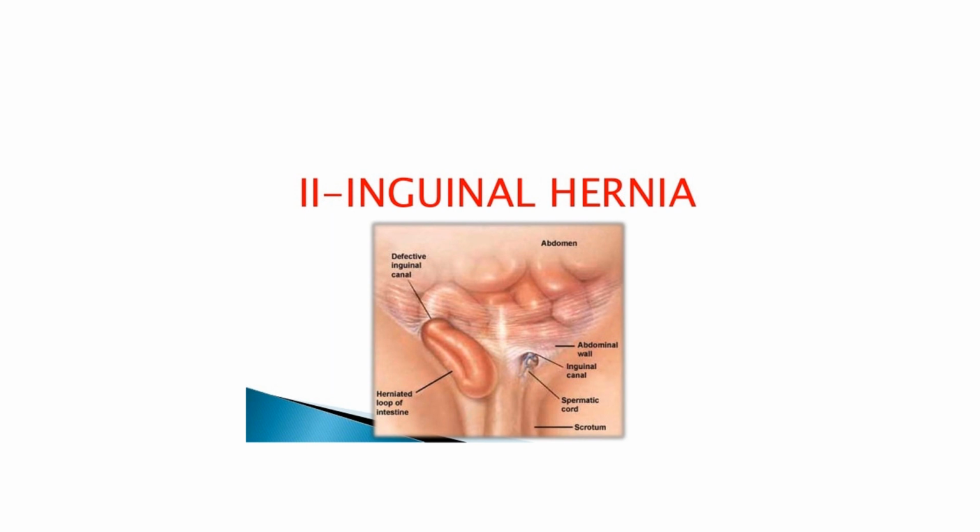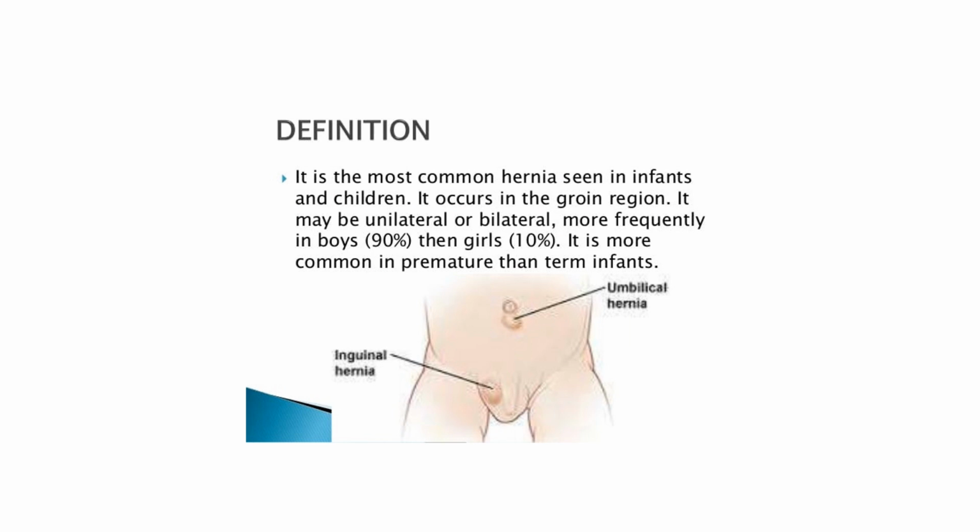Next is your inguinal hernia. Now the inguinal hernia mainly occurs in the groin region of the baby. It may be bilateral, where we can see it on both sides of the groin region, or it may be unilateral, which means it happens on only one side of the groin region.